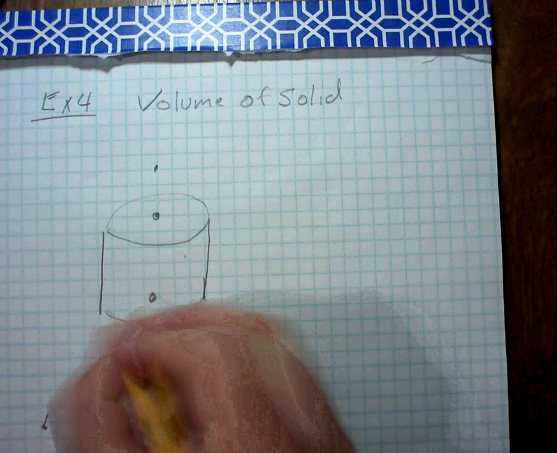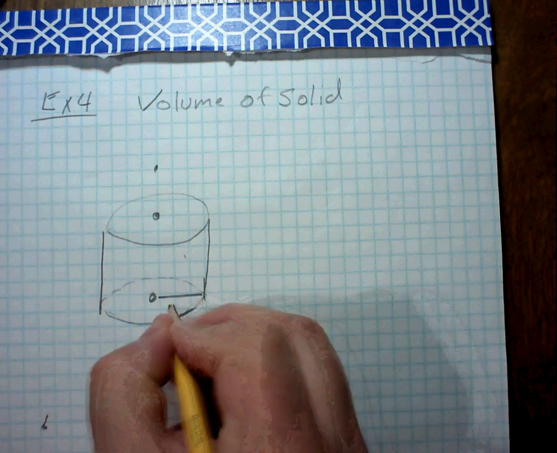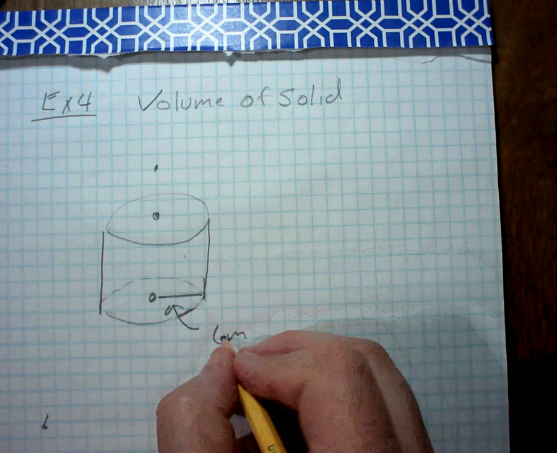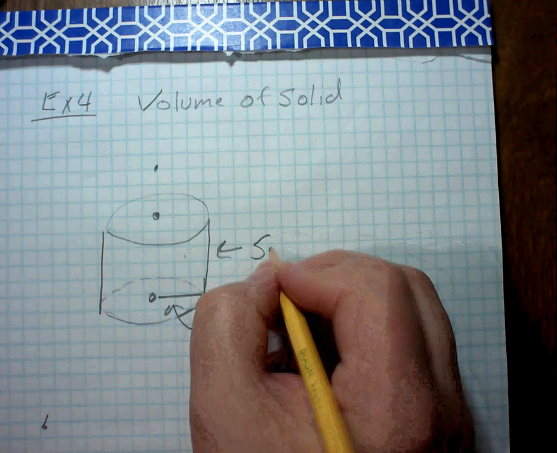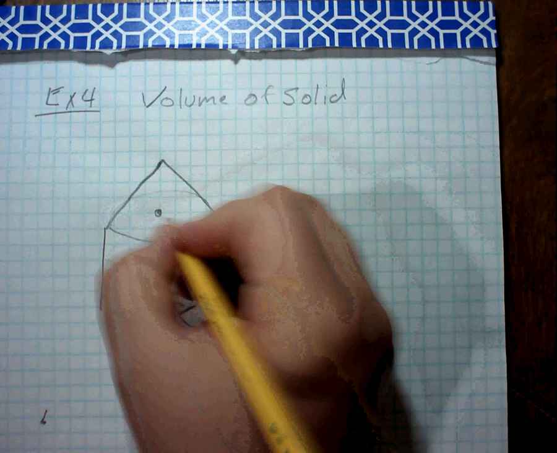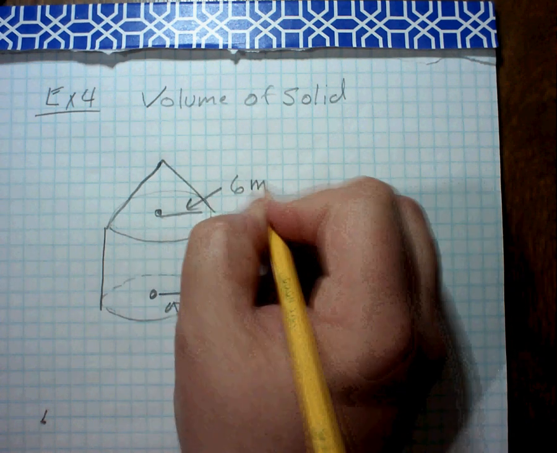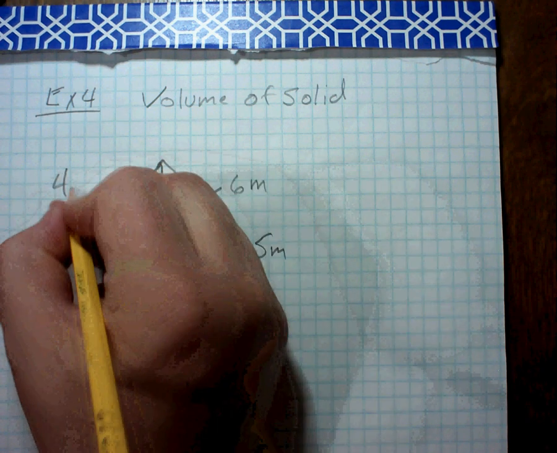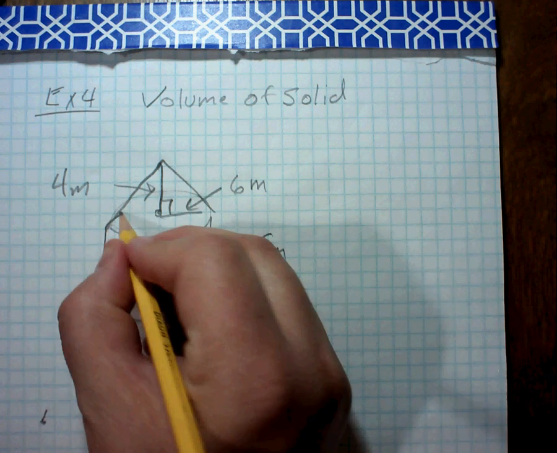And so we have a radius of 6 meters. We have a height of 5 meters. And then we have this cone that has the same radius of 6, and it has a height of 4. Okay? And we've got to find the volume of this whole thing.